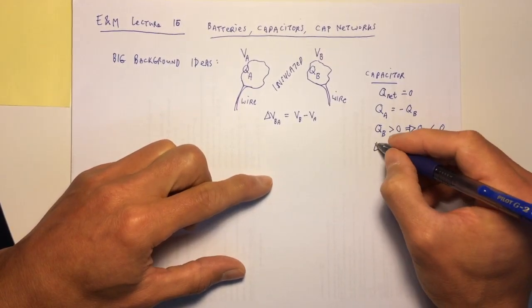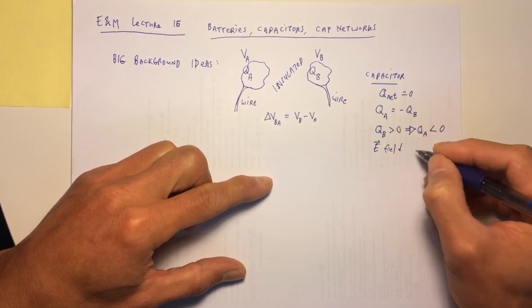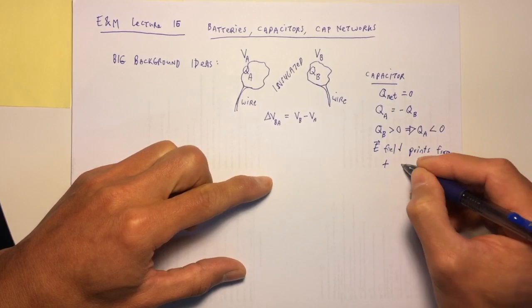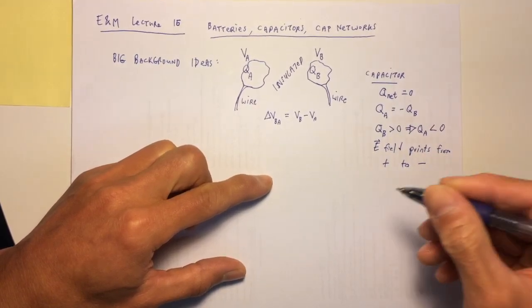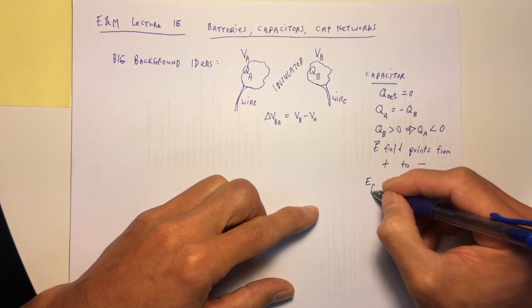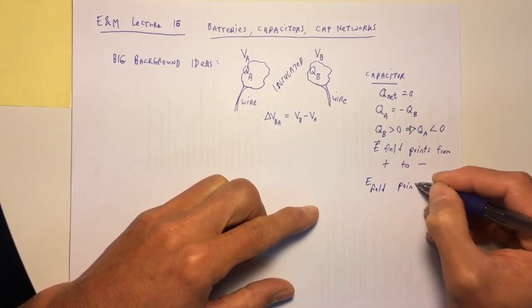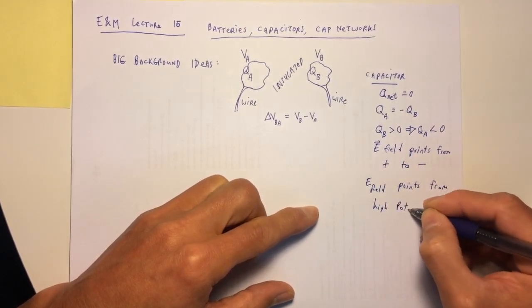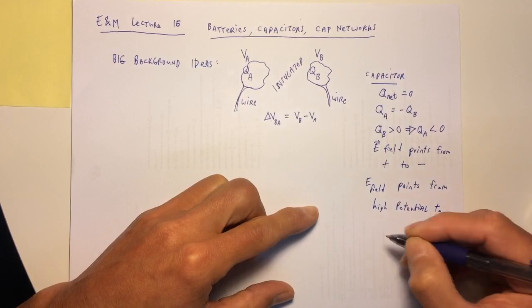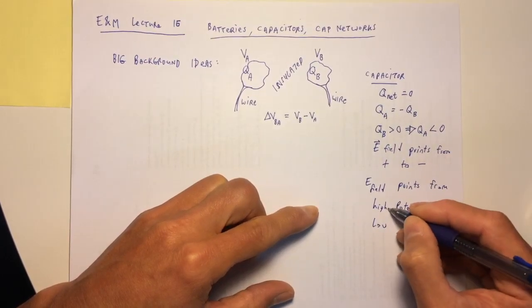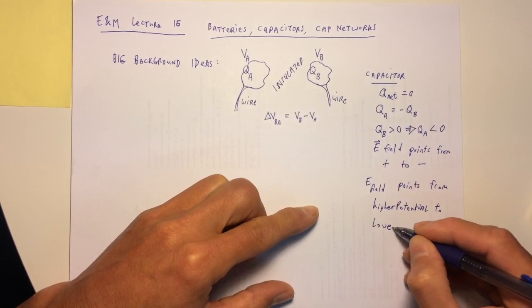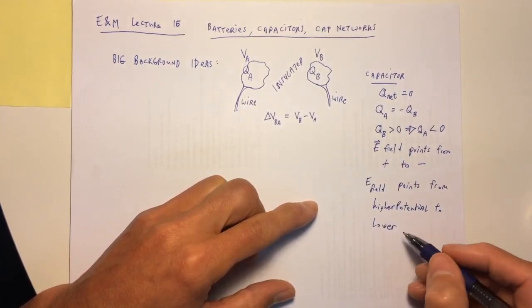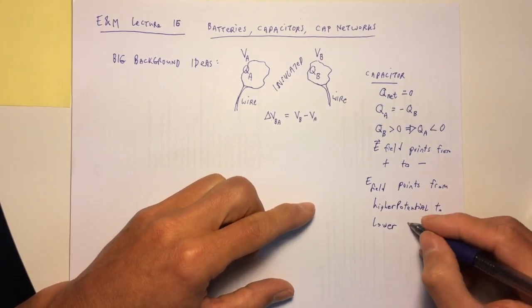And remember that the E field points from plus to minus, and also the E field points from high potential to low potential. So I might say higher and lower because they're just relative terms. It's not the highest potential to the lowest, it's just a higher potential to a lower potential.